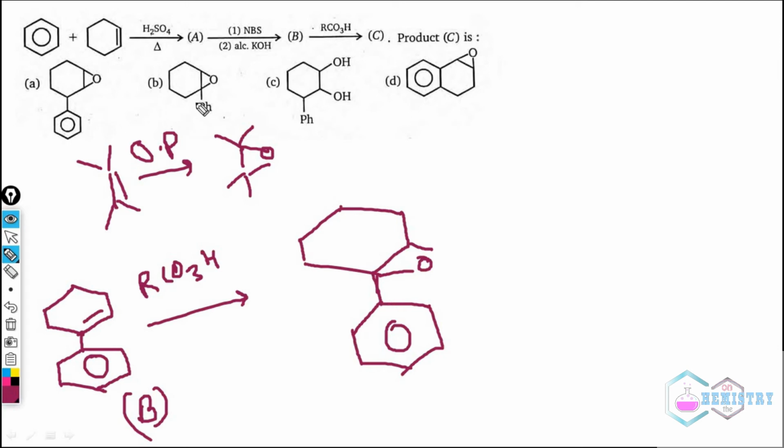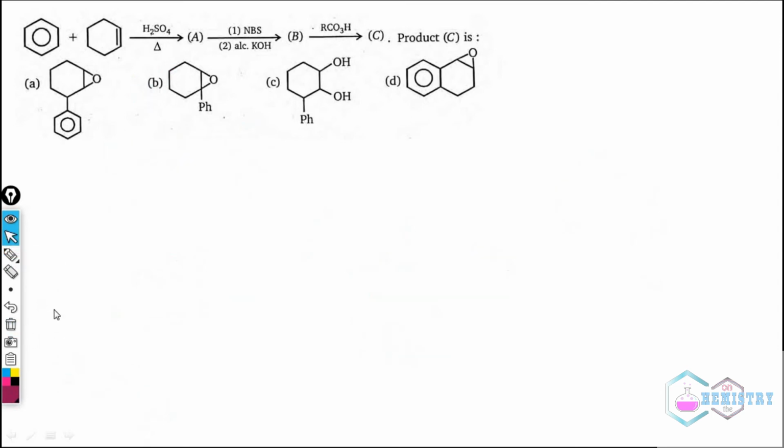Now this Ph is written here deliberately to make you confused. So if you write the structure a little bit differently like this, you can now see that structure B and this one are the same structure. So B is our correct answer.